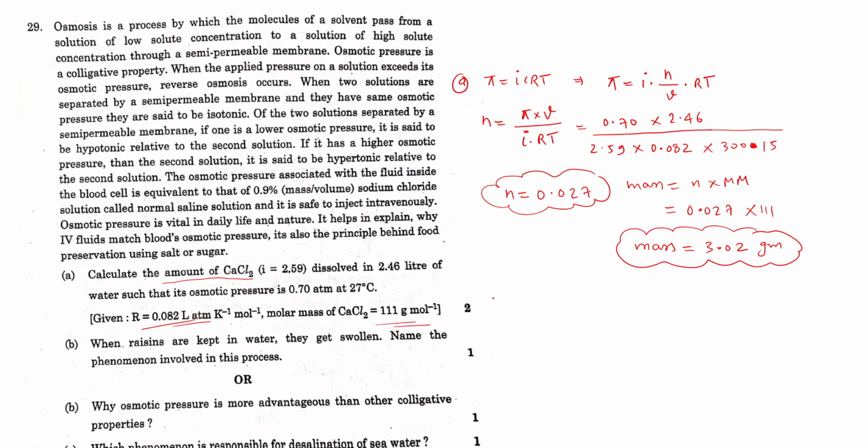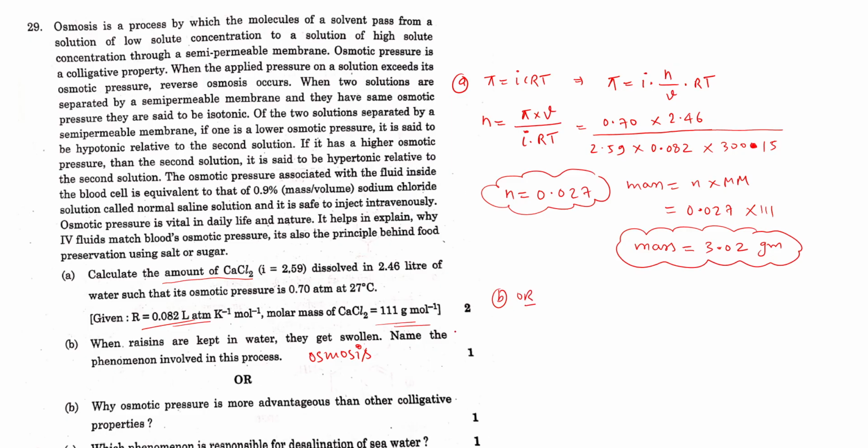For B, when resins are kept in water, they get swollen. This is because of osmosis. So this process is called osmosis. I will directly write osmosis here.